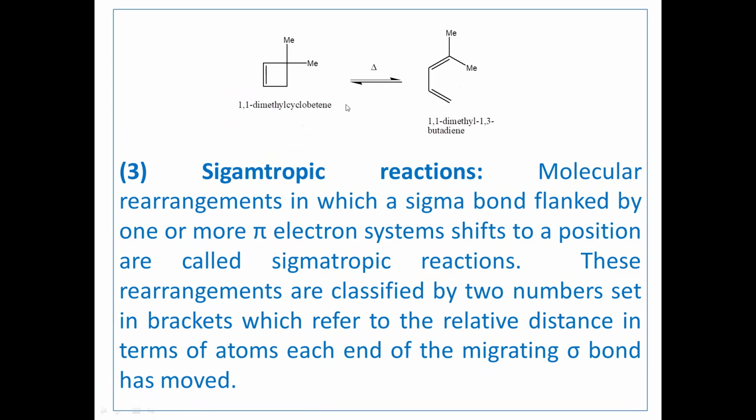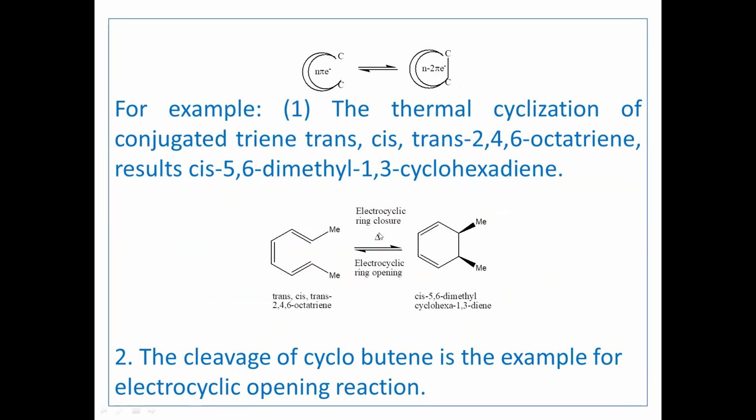In the case of 1,1-dimethyl cyclobutene, on electrocyclic ring opening, it results in 1,1-dimethyl 1,3-butadiene. So it is an example of electrocyclic ring opening. And the example which we have seen here, the cyclization of trans cis trans 2,4,6 octatriene, is an example of electrocyclic ring closure. And here also the reverse reaction is an example of electrocyclic ring opening.